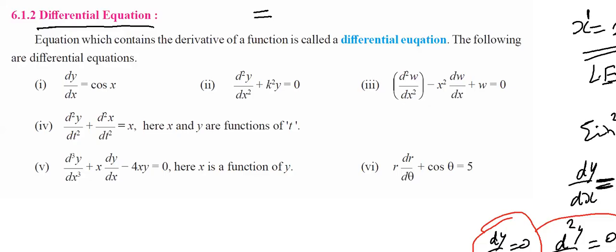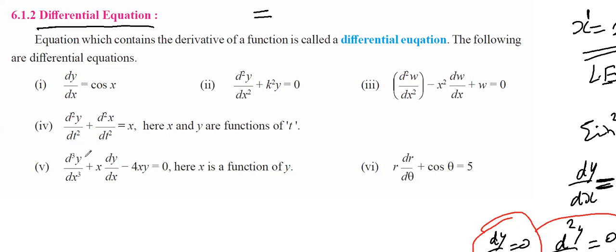Clear? Fine. So that's what is written here. An equation which contains the derivative of a function is called a differential equation. The following are differential equations: dy by dx is equal to cos x; d2y by dx square plus k square y is equal to 0, where k is a constant; d2w upon dx square minus x square dw by dx plus y plus w is equal to 0; and d2y by dt square plus d2x by dt square is equal to x, where x and y are functions of t.